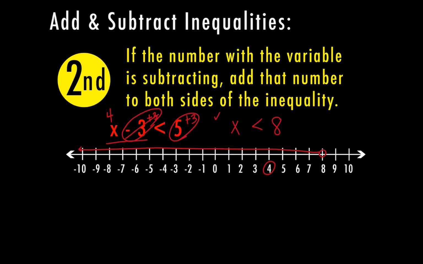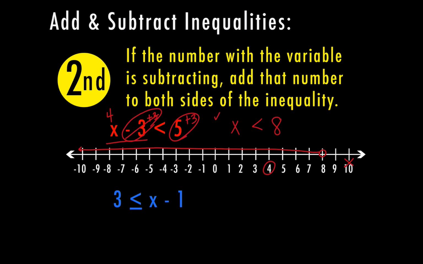So I would know that 10 is not a valid option. Therefore, I have drawn my arrow in the correct direction. Let's try another one. Now, this one you see, my x is on the right side of the inequality.